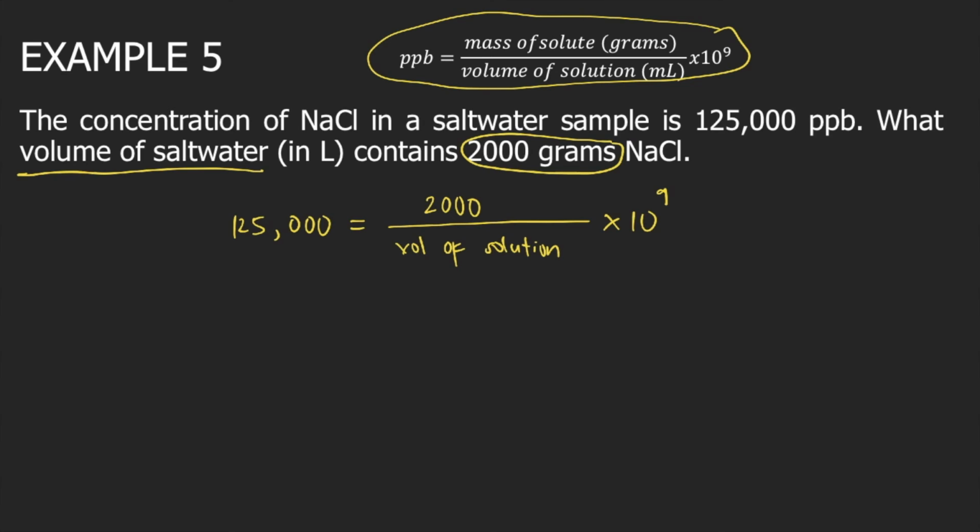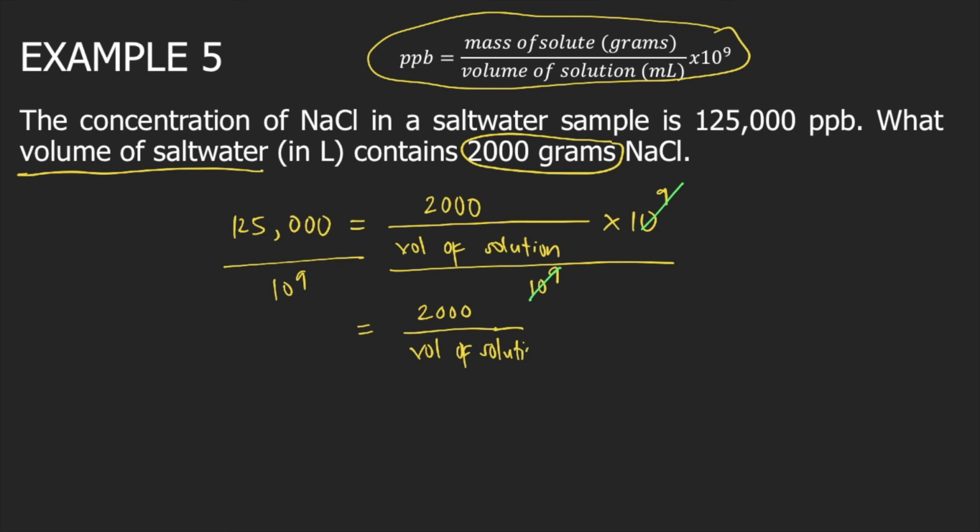So to solve for the volume of solution, first divide both sides by 10 raised to 9. So 10 raised to 9 will cancel on the right side. What remains on the right side is 2,000 divided by volume of solution. And on the left side, you have 125,000 divided by 10 raised to 9. This is equal to 0.000125.